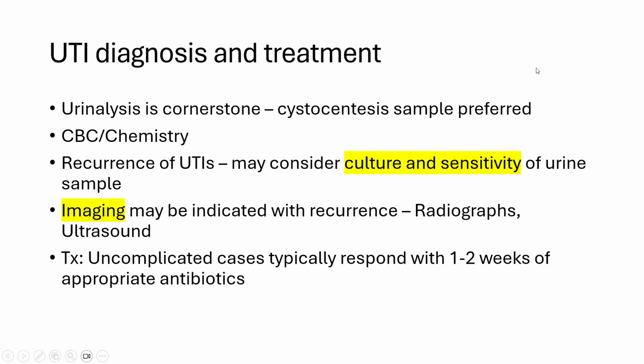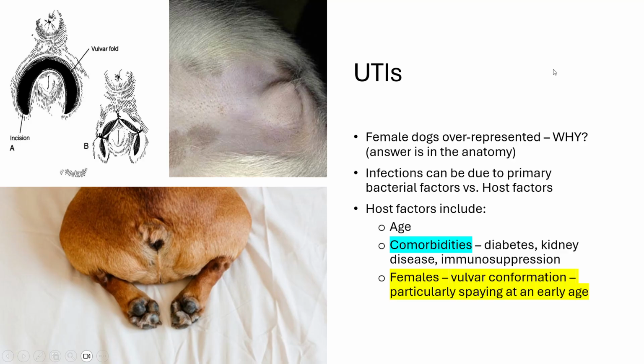Female dogs are overrepresented. And why is this? It is because of anatomical differences. That urethra is shorter and more narrow or wider, pardon me, and so it is much easier for bacteria that live in the vaginal vault to gain access to that bladder very, very easily.